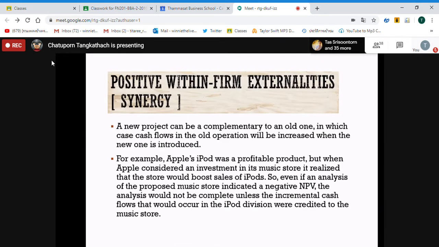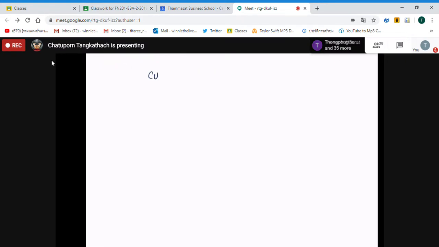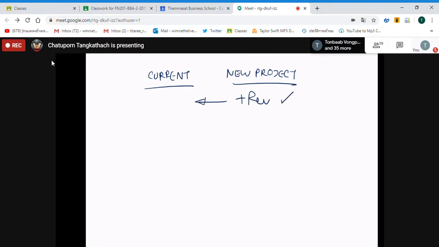Okay, next one. The opposite is also true. When you have a positive side effect or positive externalities, we call this synergy. You know synergy, right? 1 plus 1 equals 3. This is somewhat like synergy. So what does this mean? We have the current situation again and the new project that we are going to do. When we launch the new project, yes, we get the revenue from the new project, but the new project also has an effect on the current project, or the current position of the firm. The revenue of our current product also increases. So this synergy helps to increase it.